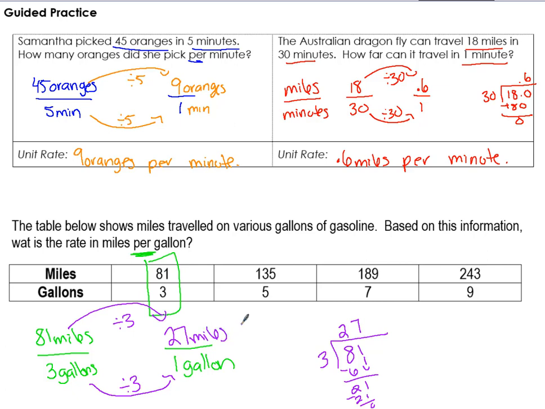So whenever you're given a table, you are given different rates. So if we would have done the same thing but used the 30, 135, and 5, we would have still gotten 27 miles, because each gallon holds 27 miles. So it's the same thing, it's just using different numbers.